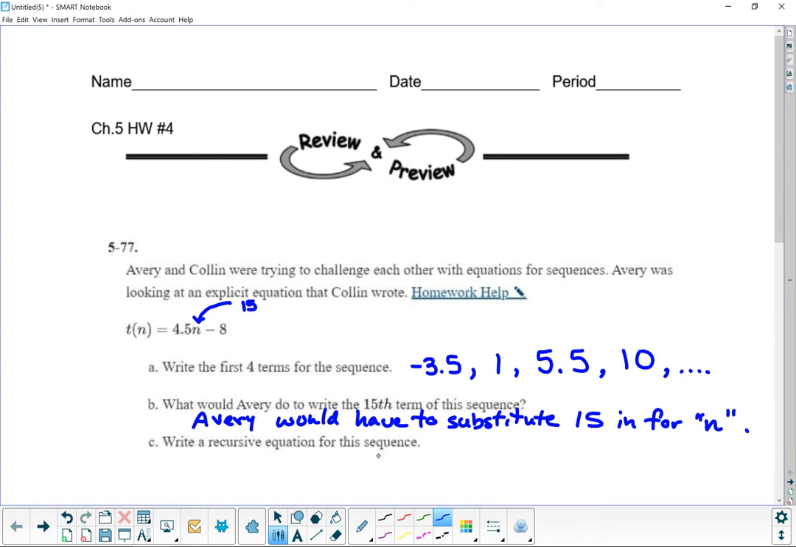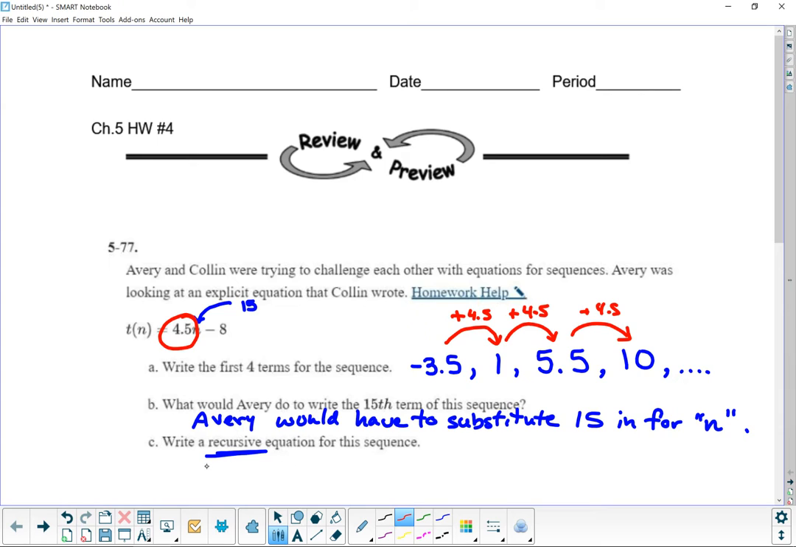Write a recursive equation for the sequence. All right, now in order to write a recursive, we have to know what's going on. And what's going on is, this right here tells you that we're going to add 4.5 every single time. If you look here, first term to this term, we're going to add 4.5. From negative 3.5 to 1, we're adding 4.5. From 1 to 5.5, we're adding 4.5. 5.5 to 10, we're adding 4.5, right?